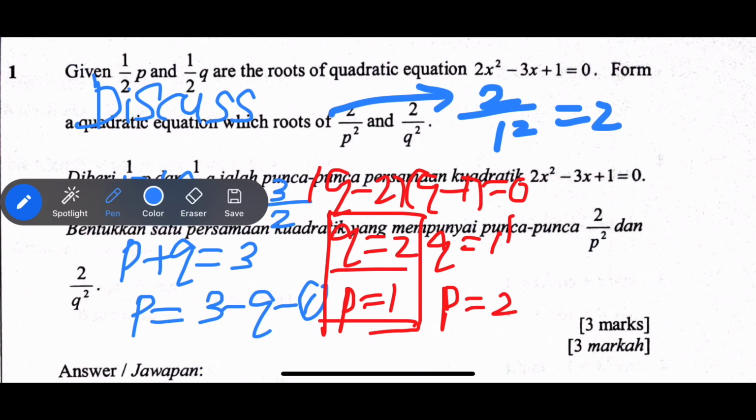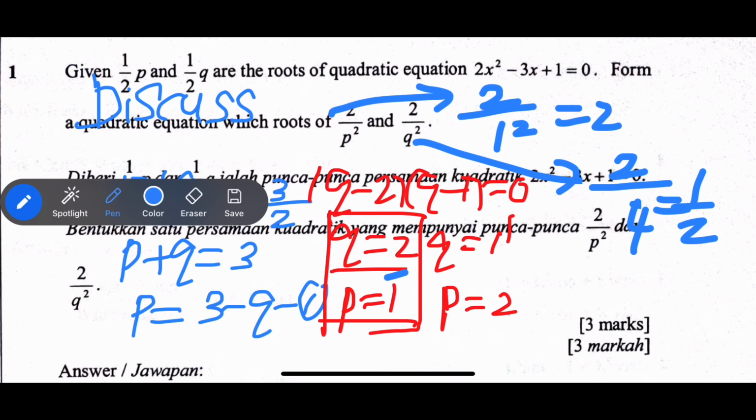So for the first one is 2 over 1 square, which is 2. For the second root is 2 over, the Q is 2, right? So 2 square, 2 over 4, 1 over 2. So the new roots are 2 and 1 over 2.